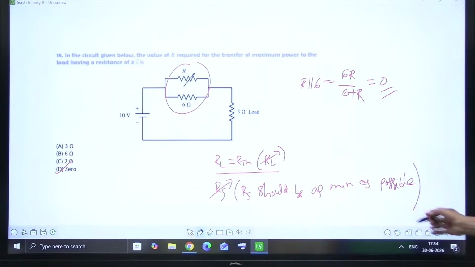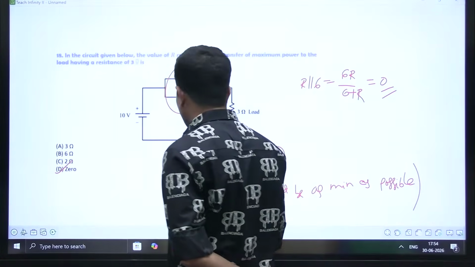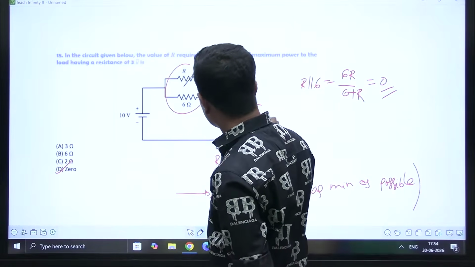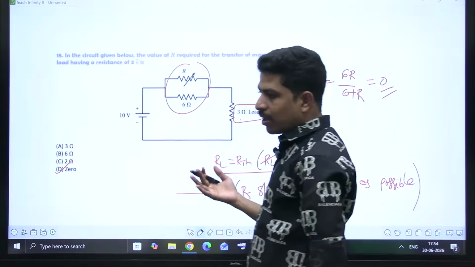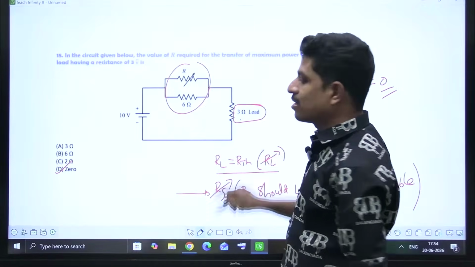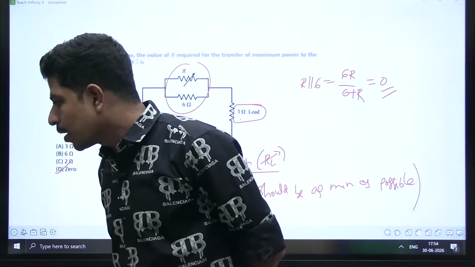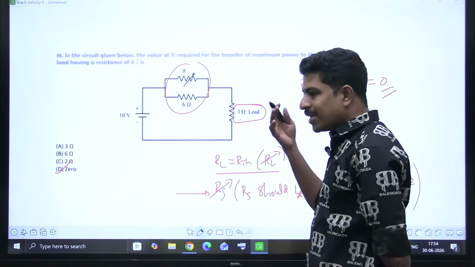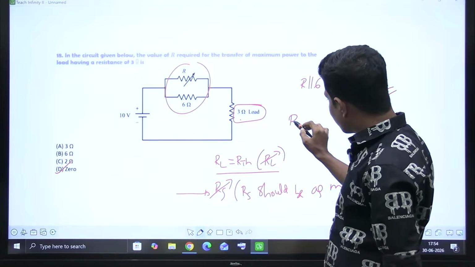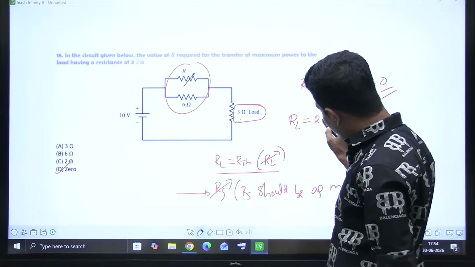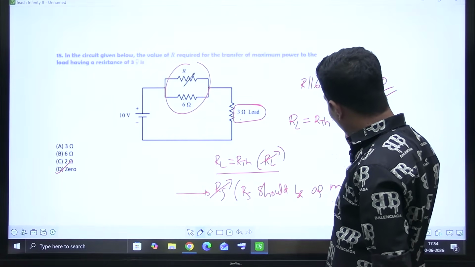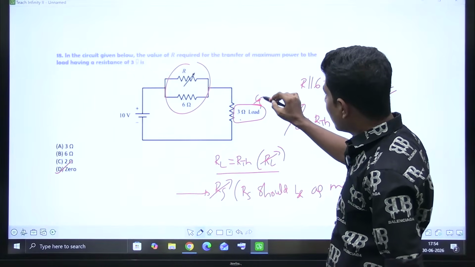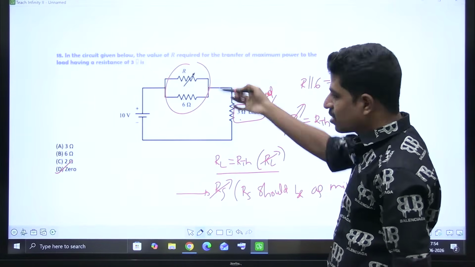So this is a crucial statement. Otherwise, you'll commit a mistake. You might think this must be equal to this. This is not variable, na? This is fixed. We derived the maximum power transfer theorem by keeping RL as variable. What about equivalent then, sir? Which equivalent you are talking about? When RL is variable, then RL is equal to RTH, which is equal to R equivalent. But here RL is fixed, RS is variable.